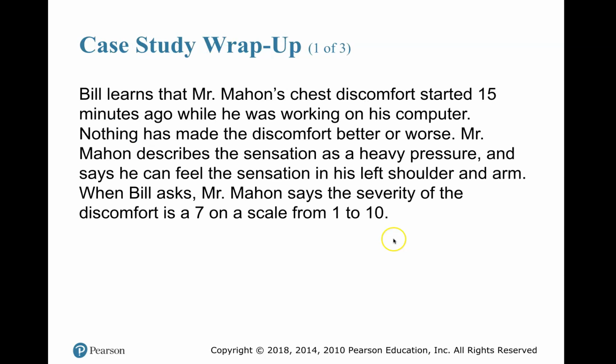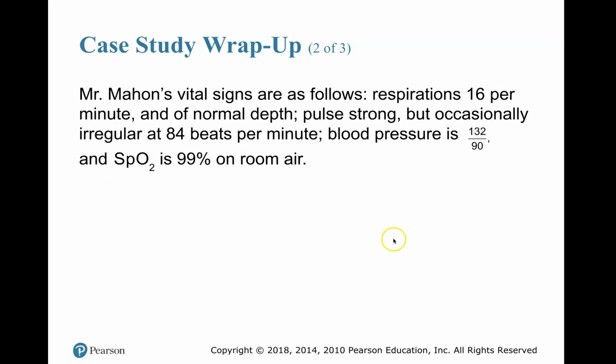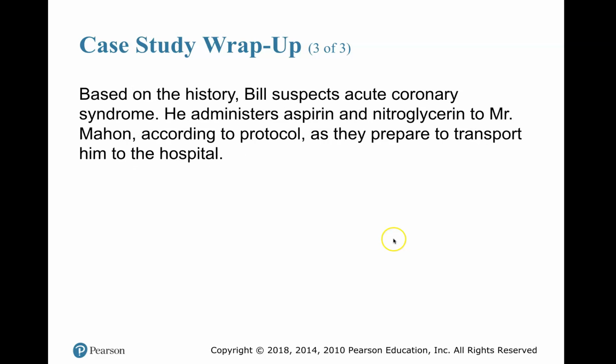All right. Bill learns that Mr. Mahon's chest discomfort started 15 minutes ago while he was working on his computer. Nothing has made his discomfort better or worse. Mr. Mahon describes the sensation as a heavy pressure and says he can feel the sensation in his left shoulder and arm. When Bill asks, Mr. Mahon says the severity of the discomfort is a 7 on a scale from 1 to 10. Mr. Mahon's vital signs are as follows. Respiration 16 per minute and of normal depth. The pulse is strong but occasionally irregular at 84 beats per minute. The blood pressure is 132/90 and the SpO2 is 99% on room air. Based on the history, Bill suspects acute coronary syndrome. He administers aspirin and nitroglycerin to Mr. Mahon according to protocol as they prepare to transport him to the hospital.